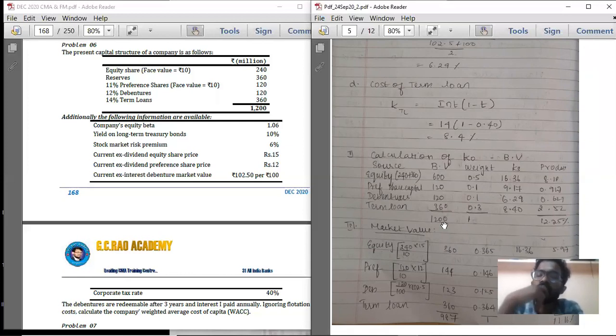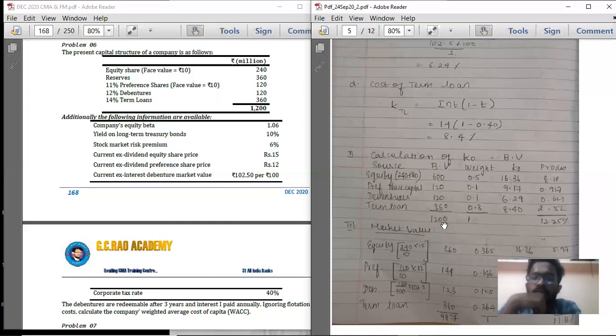For equity, cost of equity is 16.36%, preference share capital is 9.17, debentures is 6.29, term loan is 8.40. And product, in respect of product, multiply weights and KS. So for equity, calculate 16.36 into 0.5. We are getting 8.18. In the product column, record 8.18.